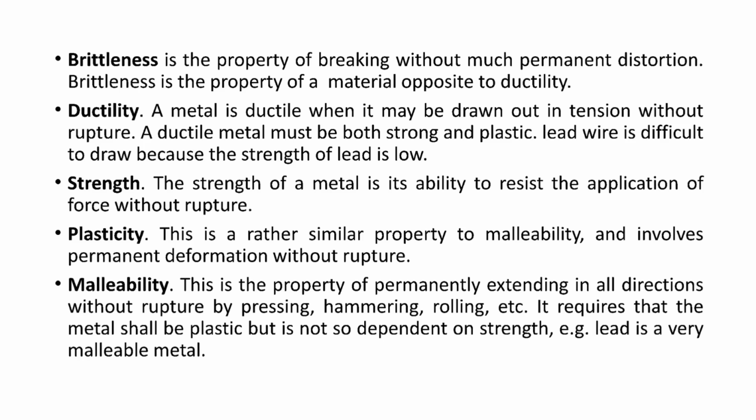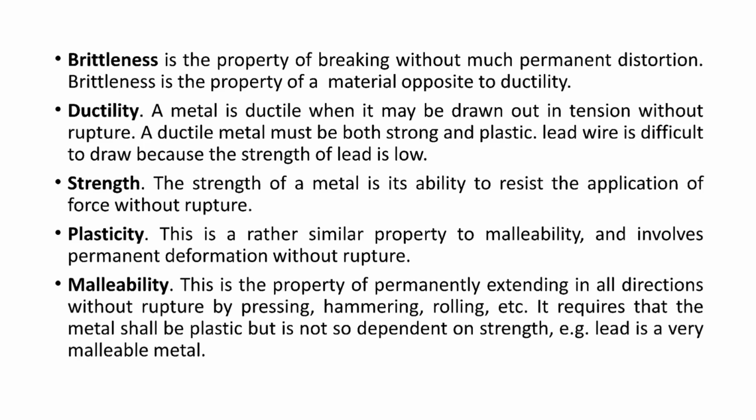Ductility. A metal is ductile when it may be drawn out in tension without rupture. Think of drawing a metal into a thin wire. A ductile metal must be both strong and plastic. The script notes that lead wire is difficult to draw, not because it isn't ductile, but because its strength is so low. Strength. Quite simply, the strength of a metal is its ability to resist the application of force without rupture. It's about how much load it can bear.